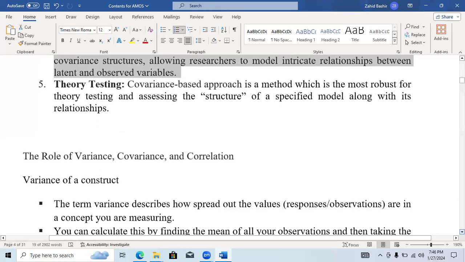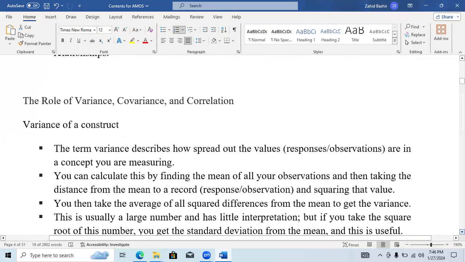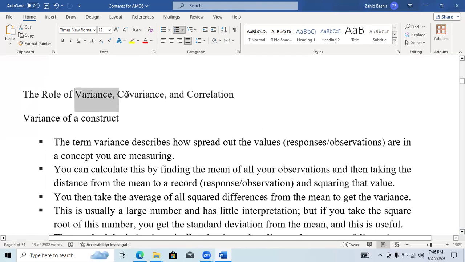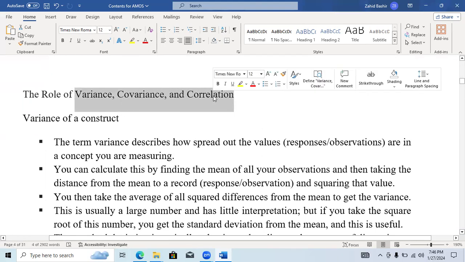As I have previously told you, I will let you know what variance is, what covariance is, and what the role of correlation is in case of CBSEM or covariance-based SEM. You need to understand these points as a definition, as an initial concept, because in order to understand the complexity of CBSEM, you need to understand these points.